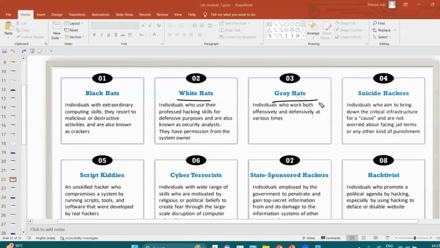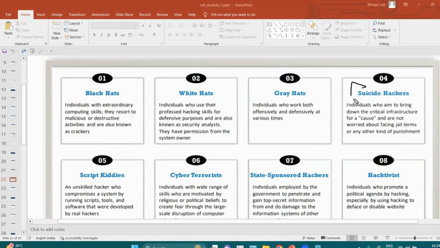Then we have gray hat hackers, which is like both. They hack offensively and defensively at various times. Let's say there's an employee working in a company. That employee is a security analyst in the morning, and at night he is doing something illegal. So that is gray hat hackers: legal in the morning and illegal at night.